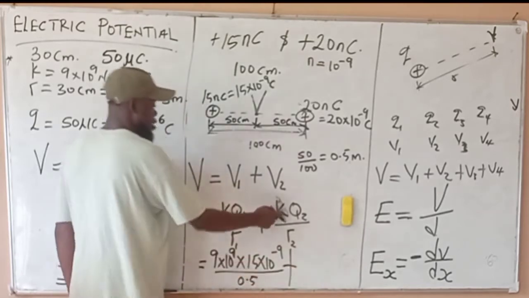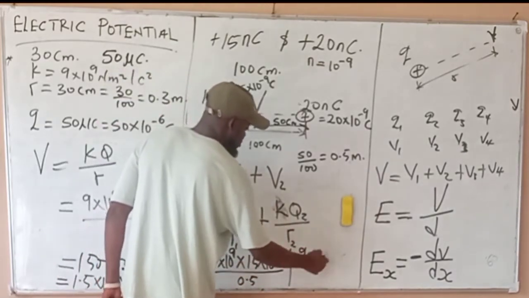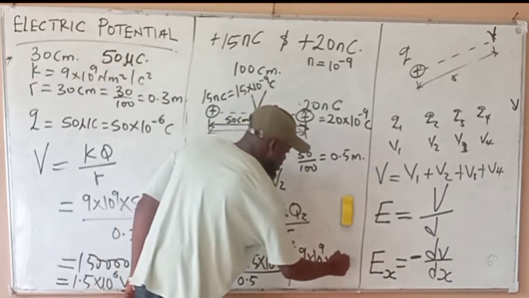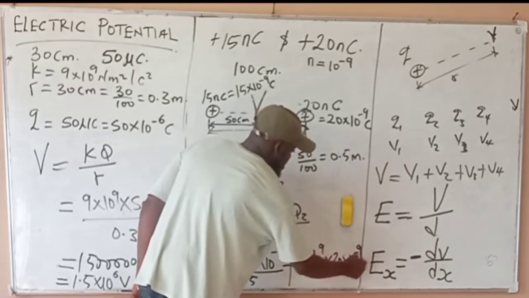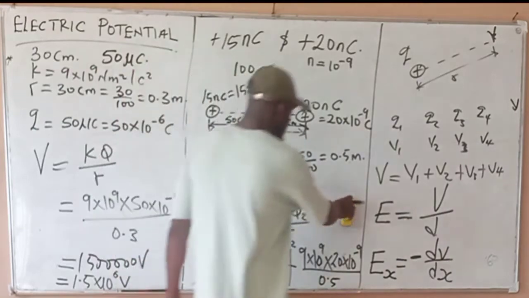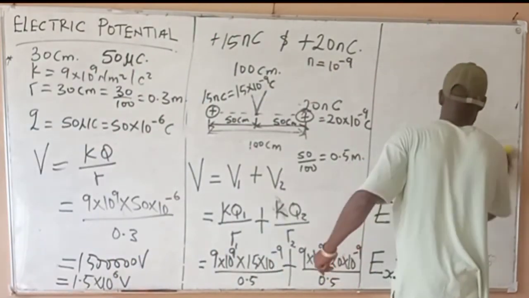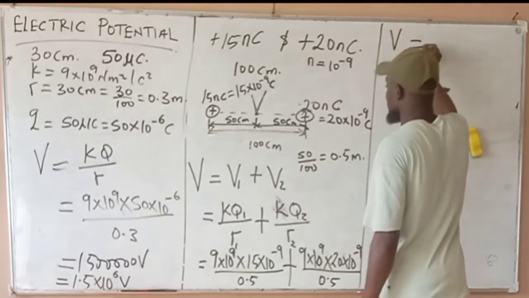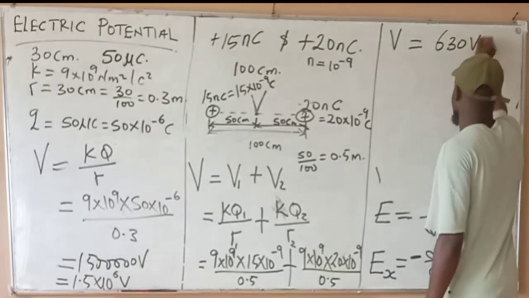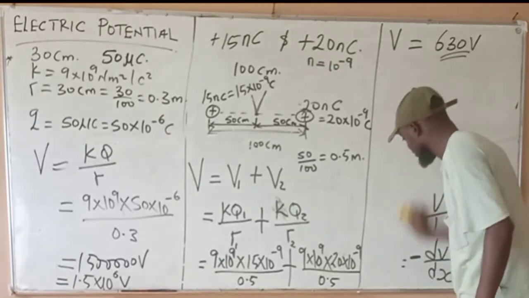Then plus, for this one we have 9 times 10 to the power 9, that is the value for k approximately, times Q2, which is 20 times 10 to the power minus 9, over 0.5, which is 50 cm. Then if you do that very well, we are going to have your electric potential V at the midpoint, which will be equal to 630 volts.